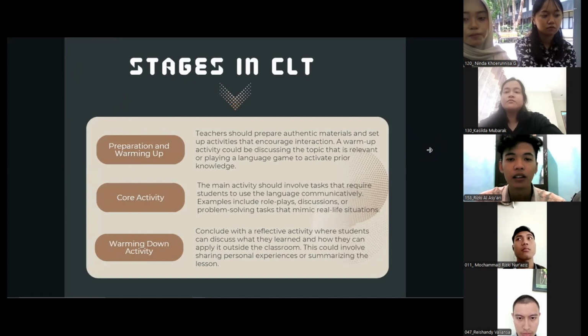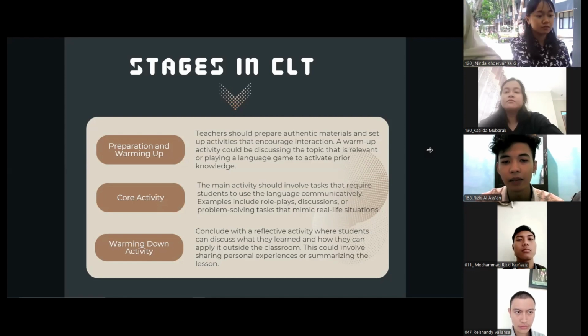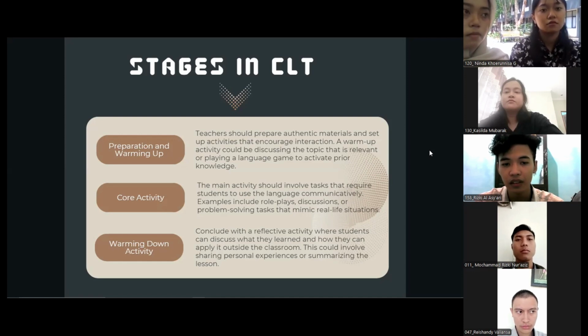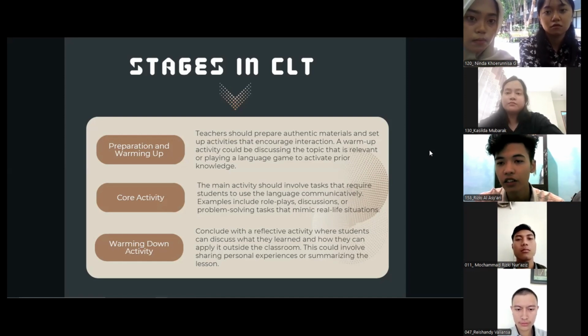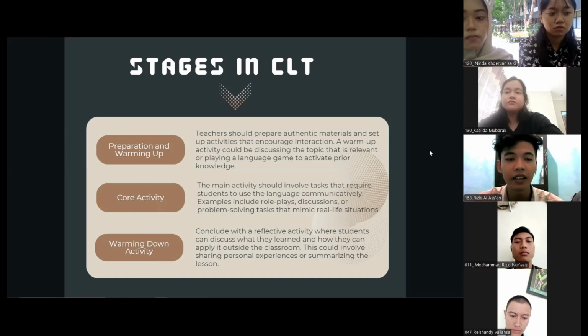So, the stages of this method are actually three. The first one is preparation and warming up. The teacher should prepare authentic material and set up activities that encourage student interaction, ensuring they align with the lesson language goals. Setting up activities that foster interaction can help students ease into the lesson and activate their prior knowledge.